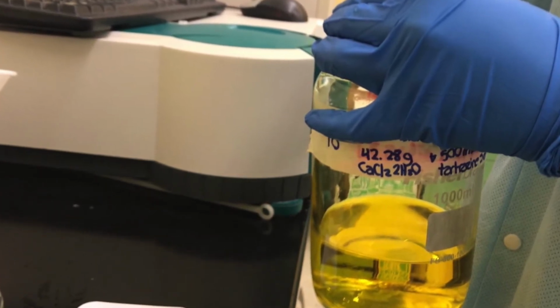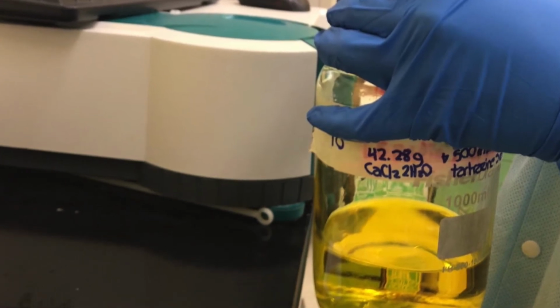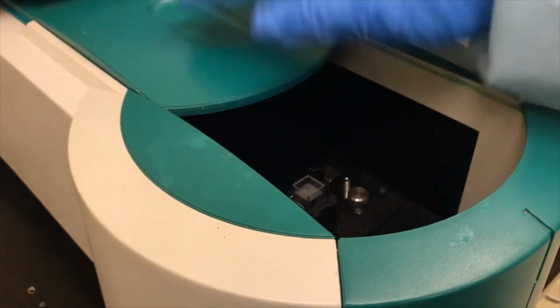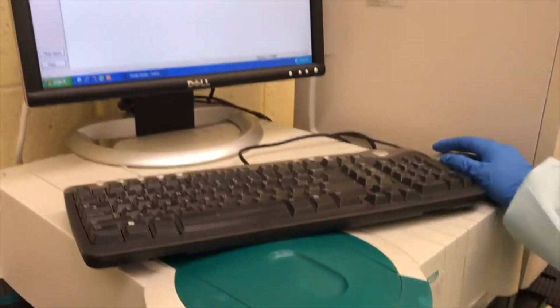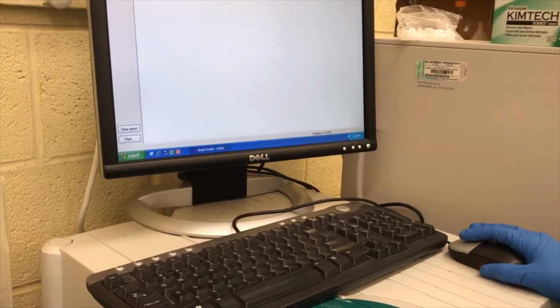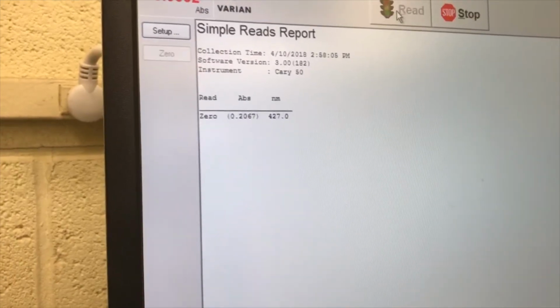We made this by adding 42.28 grams of calcium chloride dihydrate to 500 milliliters of water. The second step of this experiment was to calibrate the spectrophotometer. We set the wavelength to 427 nanometers, zeroed it out using DI water, and took a couple readings from the known tartrazine concentration to create a calibration curve.